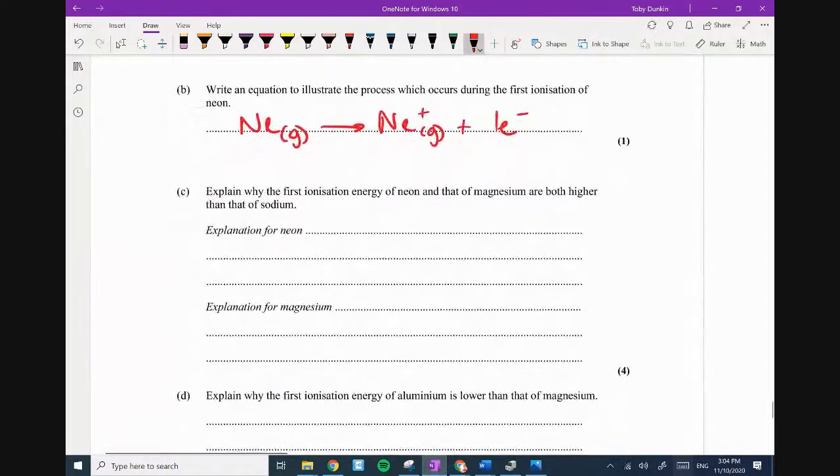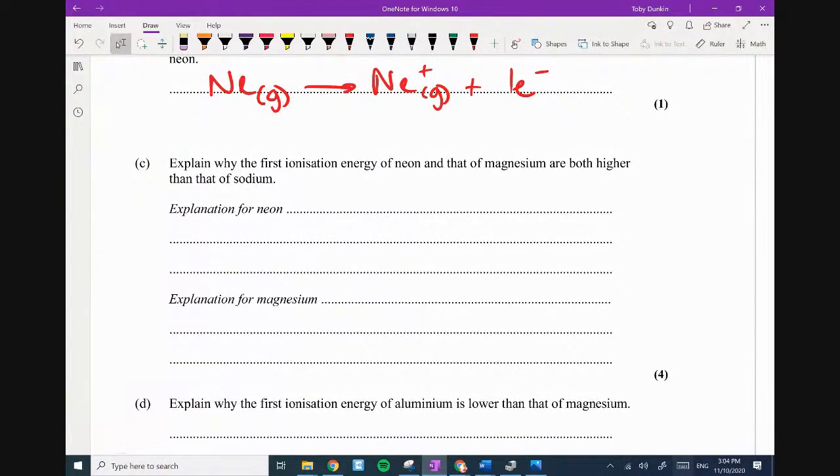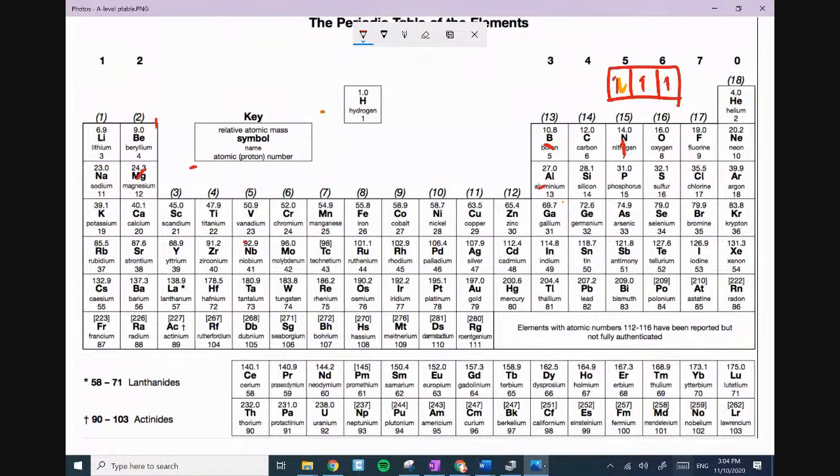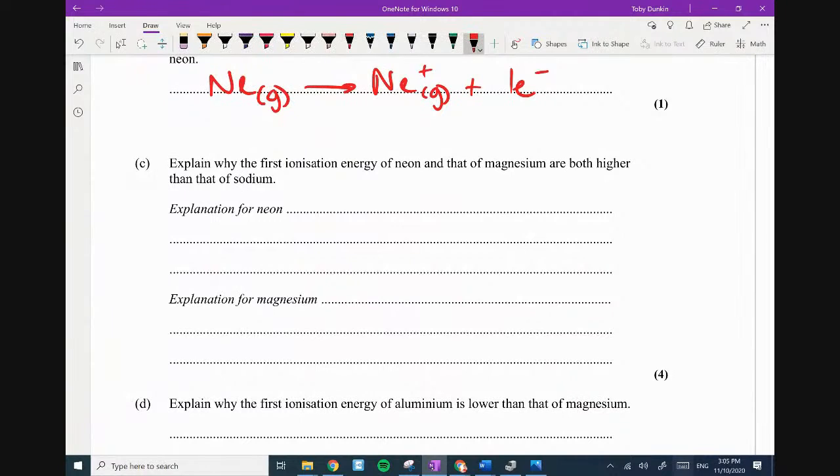No response, it's okay. Explain why the first ionization energy of neon and that of magnesium are both higher than that of sodium. Okay. Oh, that's really clever. I like that. Haven't seen one of those in a while. They've said that neon is above sodium and that magnesium is above sodium. Now, that's a really interesting point to make, isn't it? So why is neon so much higher? Because it's got fewer shells. It's only got 2 shells. Yeah, so explanation for neon.